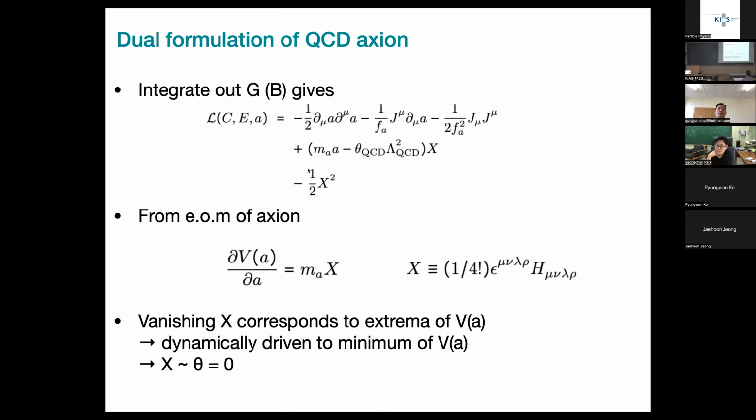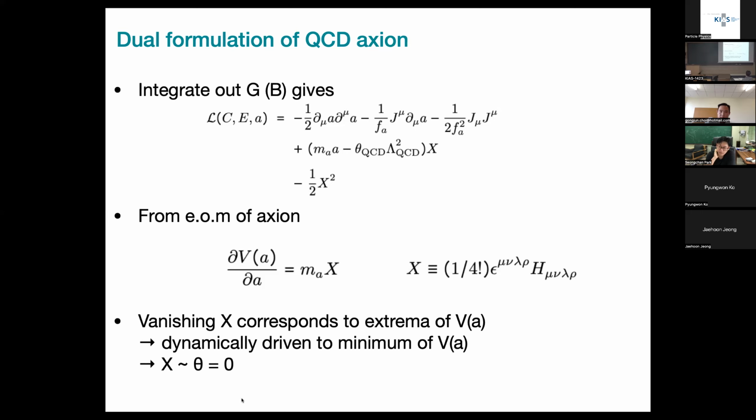The dual formulation seems to be perfect, in the sense that the global minimum of the axion potential corresponds to theta equals zero precisely. There's not even any further, very tiny contribution to the theta parameter. It's precisely zero in this formulation. So the QCD axion in this formulation looks perfect. Precisely zero, okay?